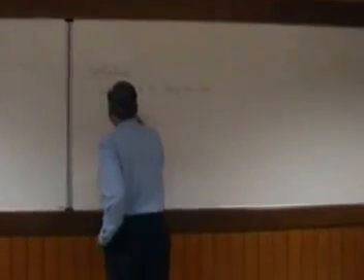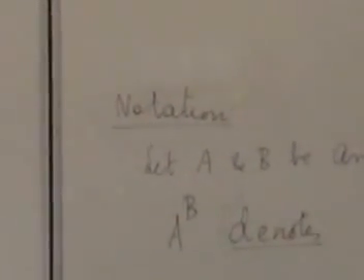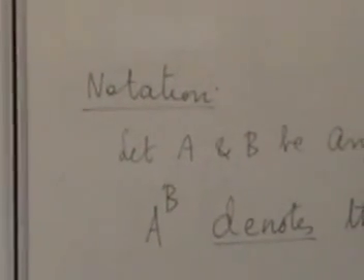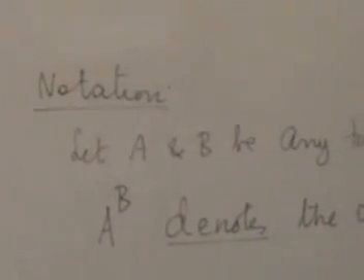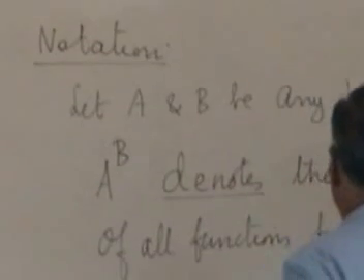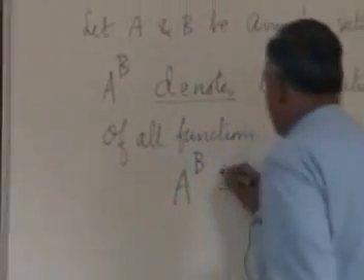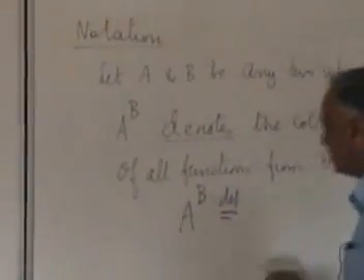Then A to the power of B denotes, is a notation, denotes the collection of all functions from B to A. All possible functions from B to A, we denote it by A to the power of B. It's a notation. So if you want to write it, A to the power of B by notation is defined to be this.